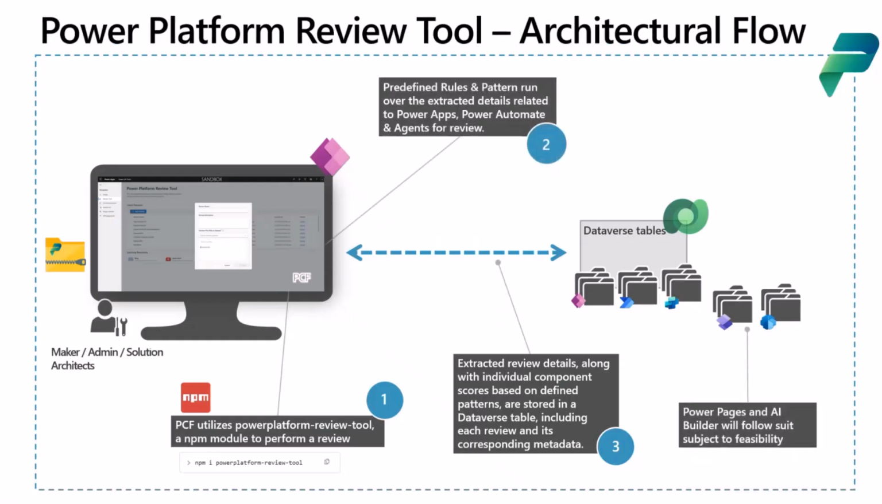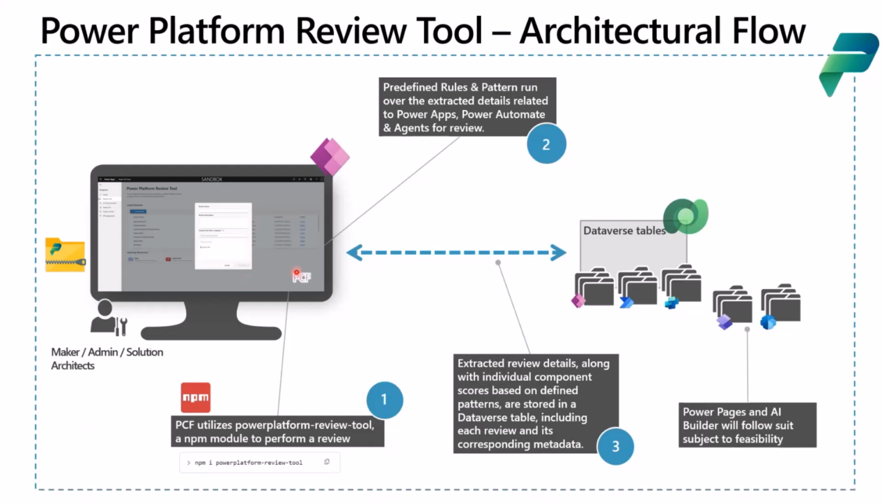So this is a reference architectural flow of how the Power Platform review tool has been built. Again, everything is within the boundaries of Power Platform, where a solution maker, an app maker, or an admin, or a solution architect would head over to the particular tool, open the form, upload the solution. And under the hood, there is an NPM package, which is power-platform-review-tool, which we have been internally using for this. And this is an in-house tool, which is just yet to be promoted as an official tool.